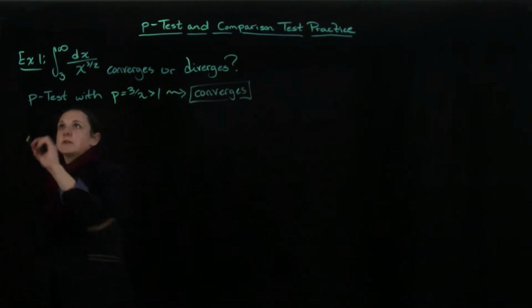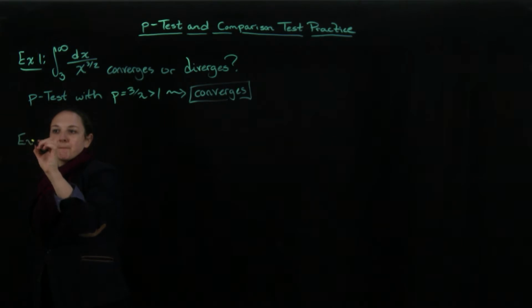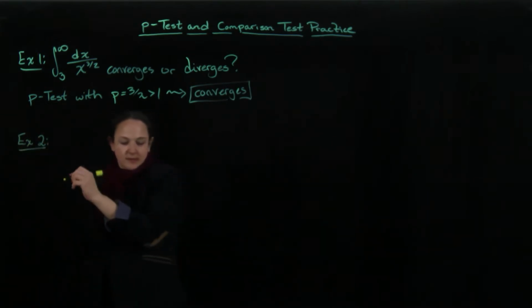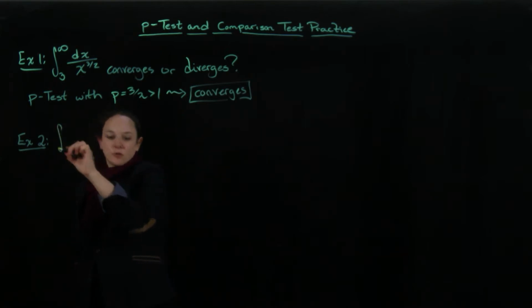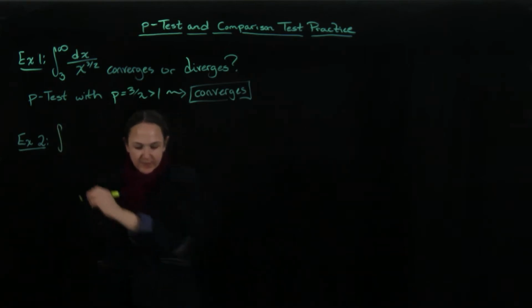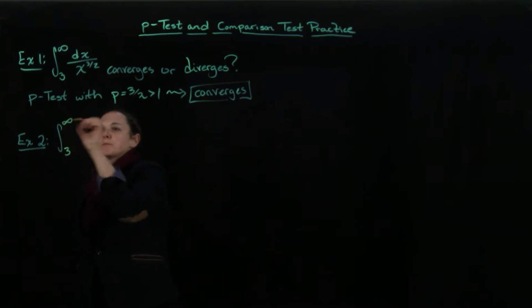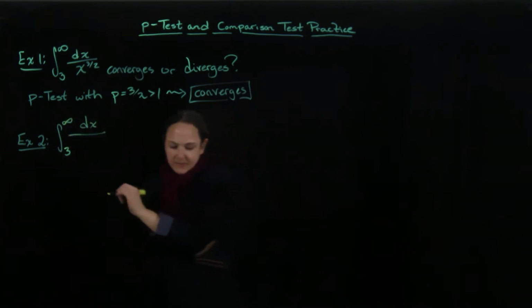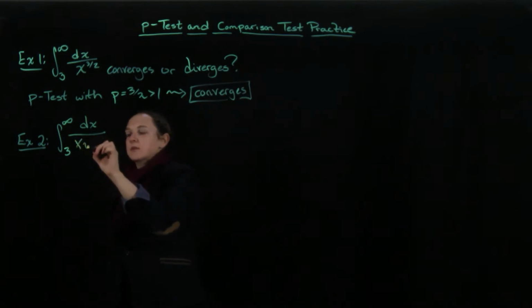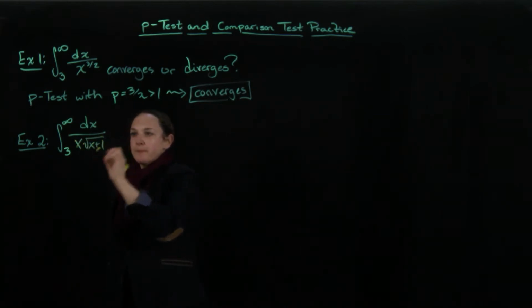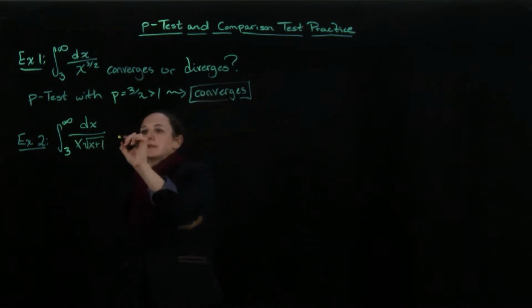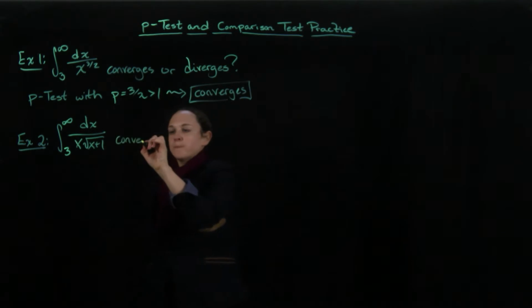Let's do another one. Example 2. Now we want to know the integral from 3 to infinity of dx divided by x times the square root of x plus 1. We already have our dx there, so we don't need to add that in. Does this converge or diverge?